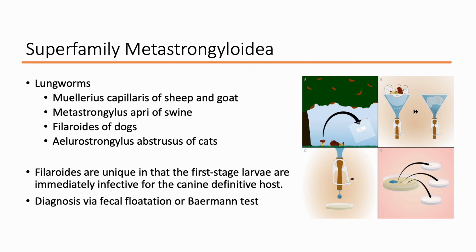The next nematode superfamily are the Metastrongyloideae, and these are lungworms. I've listed 4 of them here. We have Muellerius capillaris of sheep and goat, Metastrongylus apri of swine, Filaroides of dogs, and Aelurostrongylus abstrusus of cats.